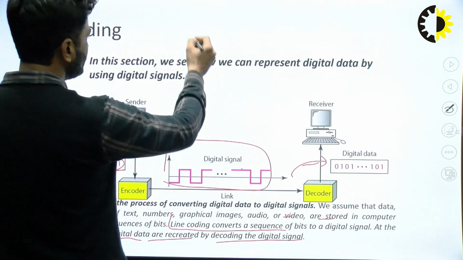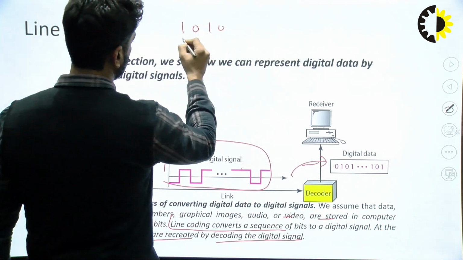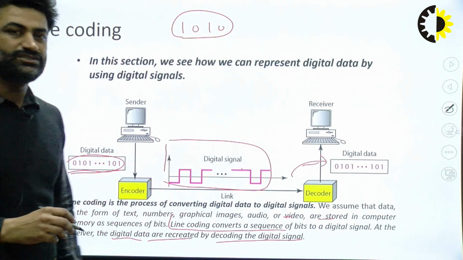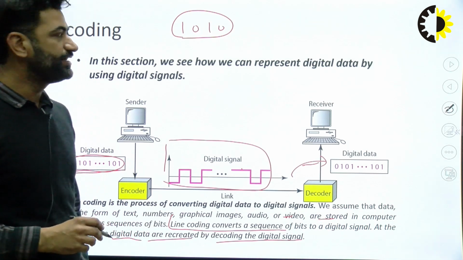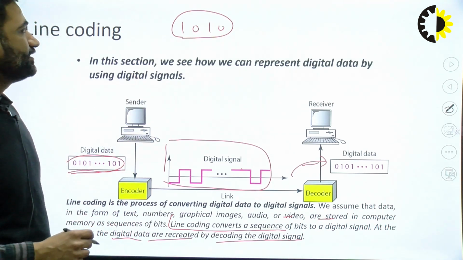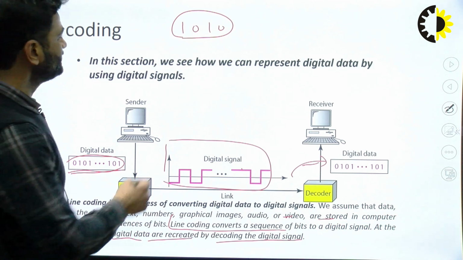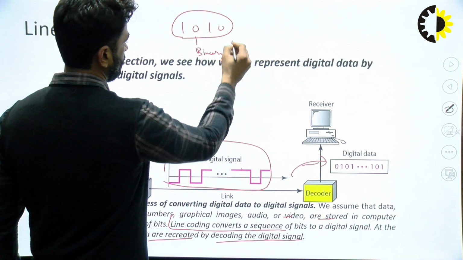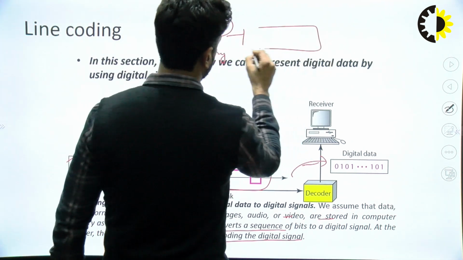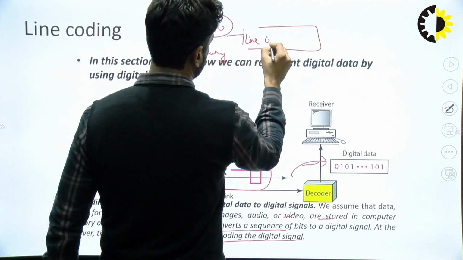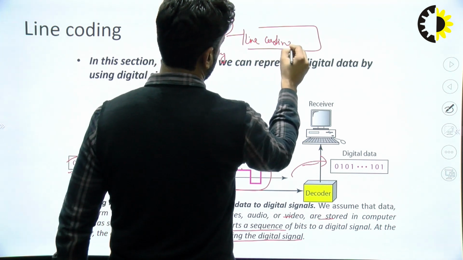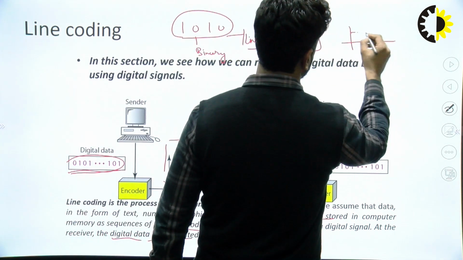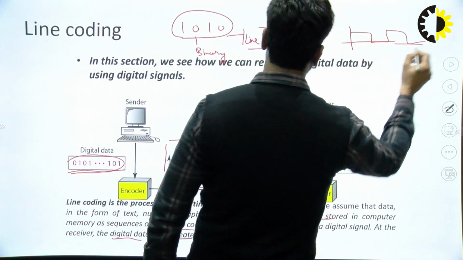Now, this digital data is 1010. How are you generating this data? By an analog to digital converter, by PCM or delta modulation, you are getting this data in 1010 form. Now, this data in binary form, we are doing the line coding. We are representing this data as a digital signal, or you can say in electrical pulses.